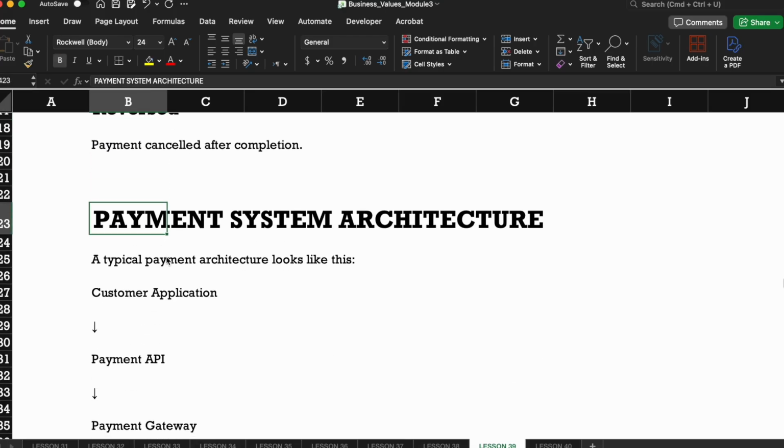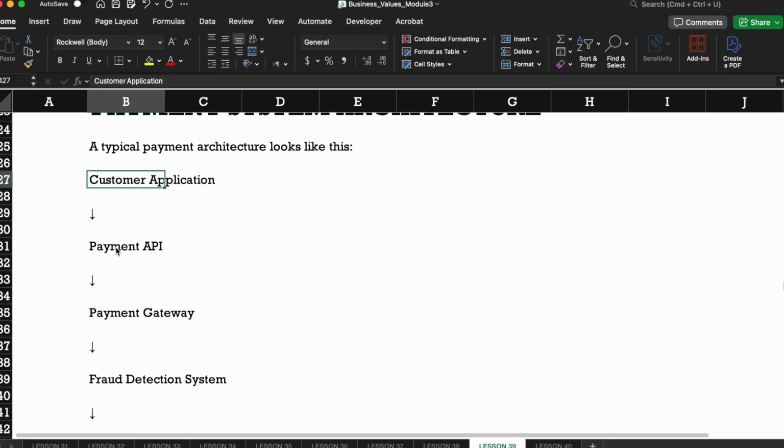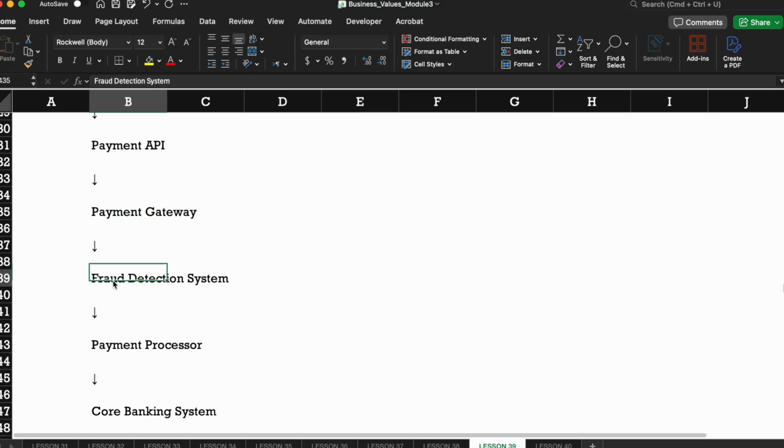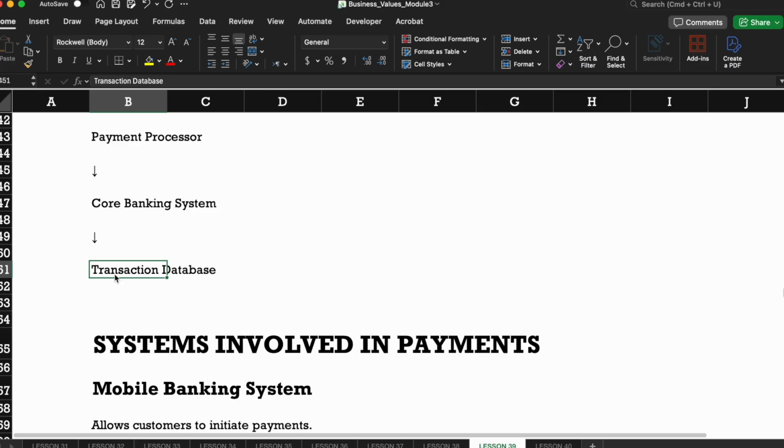Payment system architecture. A typical payments architecture looks like: customer application, payment API, payment gateway, fraud detection system, payment processor, core banking system, transaction database.